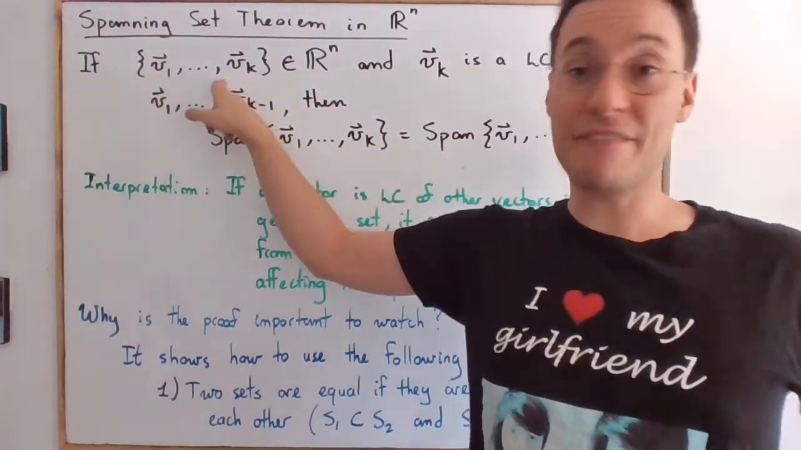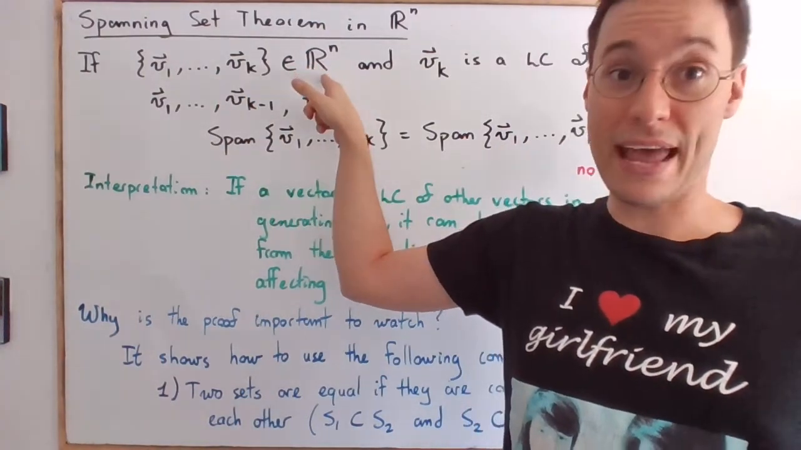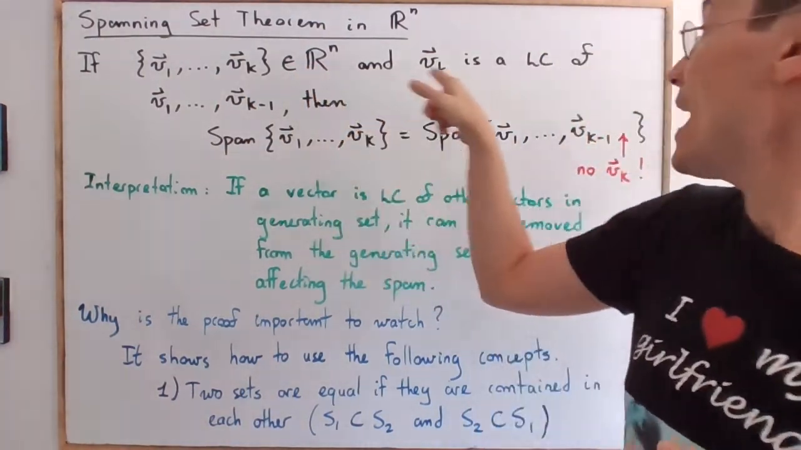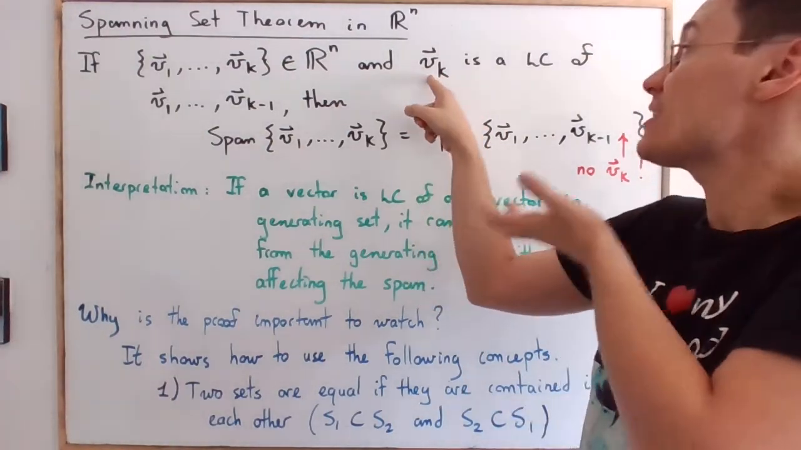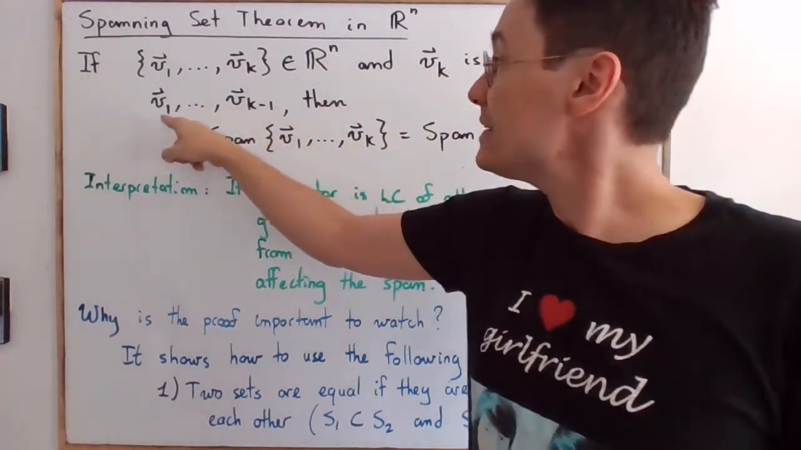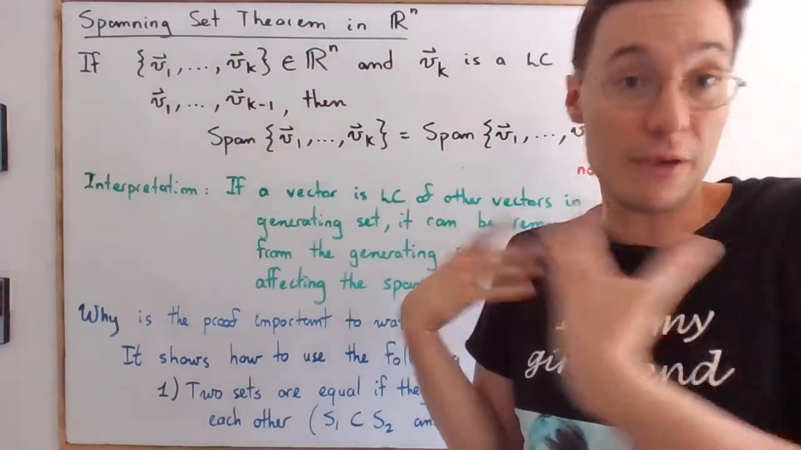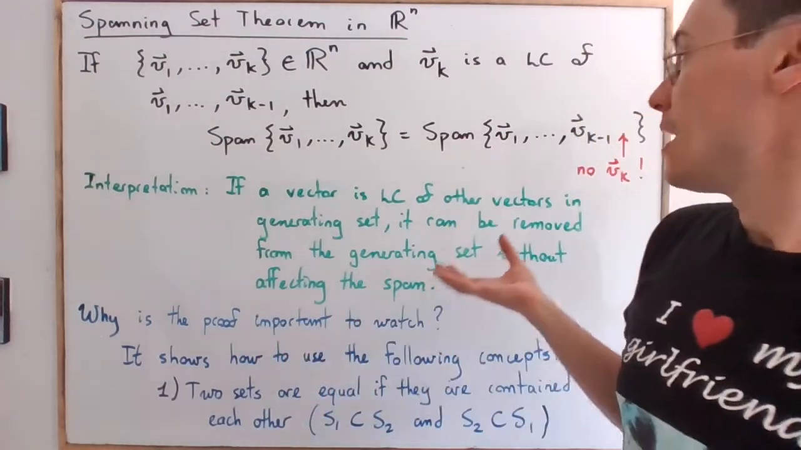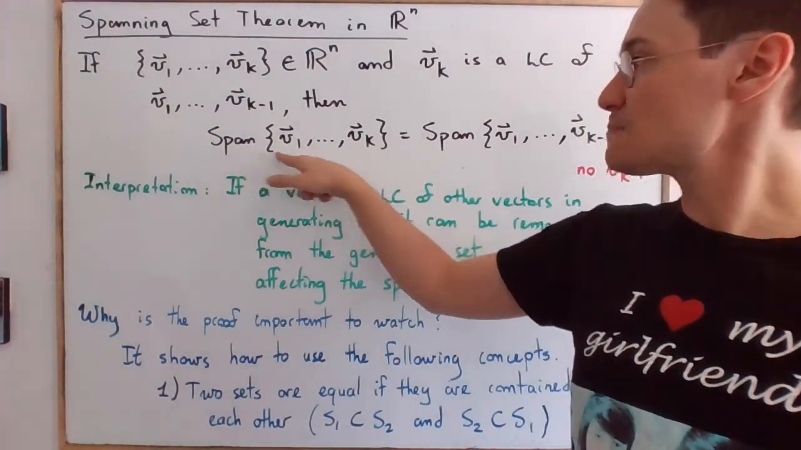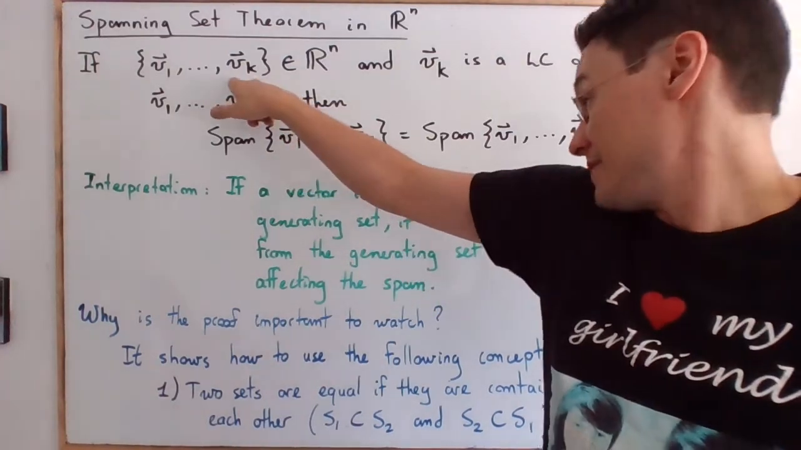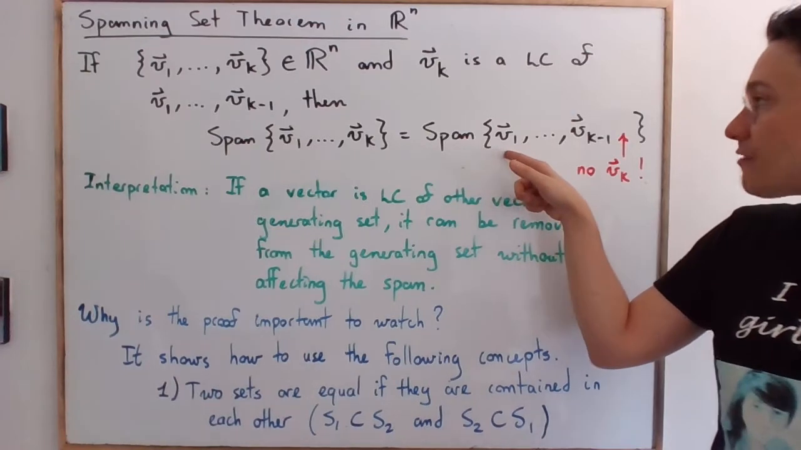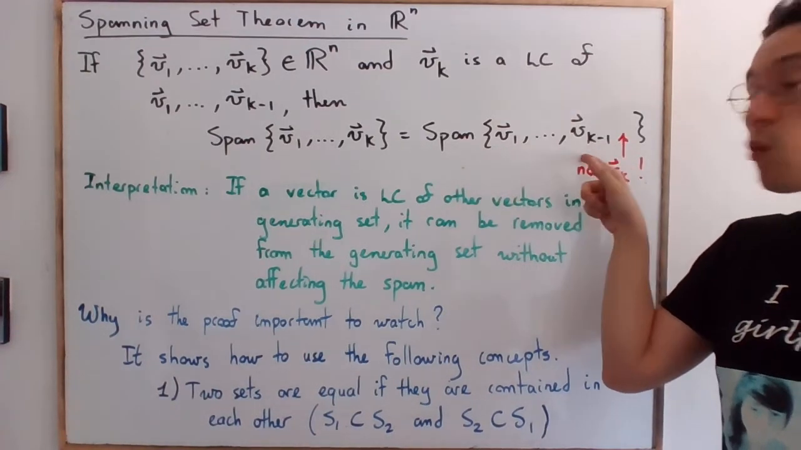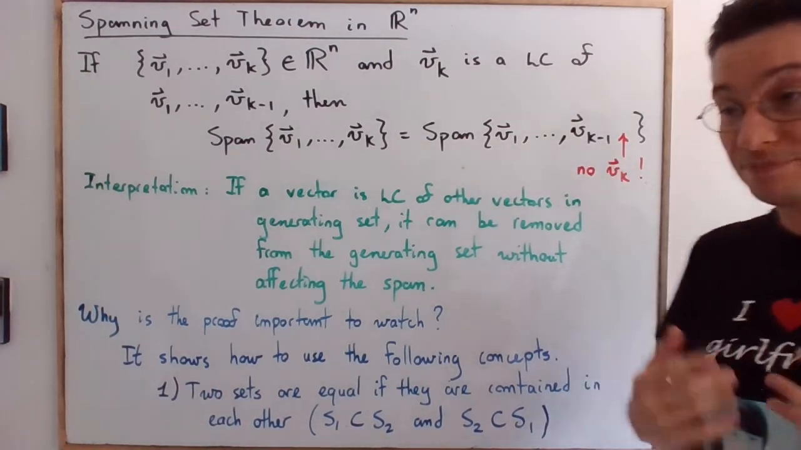If you have a set of k vectors that are all in Rn, and the last vector in the set is a linear combination of all the preceding vectors, then in this case, the span of this generating set is the same as the span of all the vectors from v1 to vk minus 1.